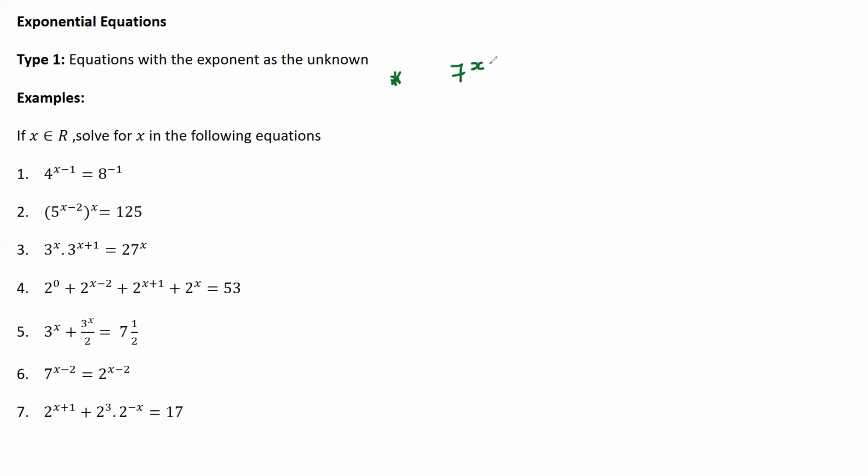7 to the power x minus 2 is equal to 2 to the power x minus 2. The bases are not the same. There's a 7, there's a 2. The powers are the same. Let me show you some maths. Welcome to school. Check this out, fam. I got your back.